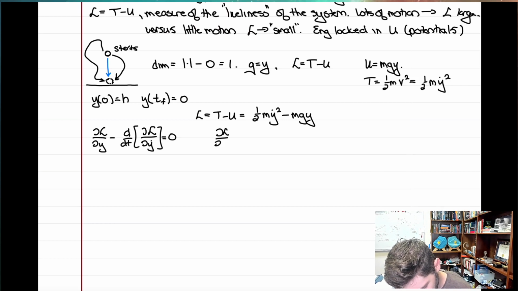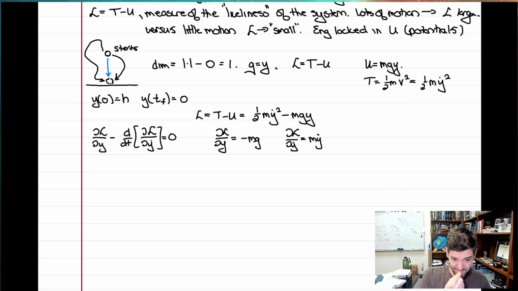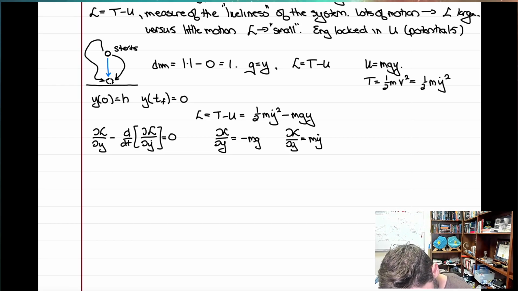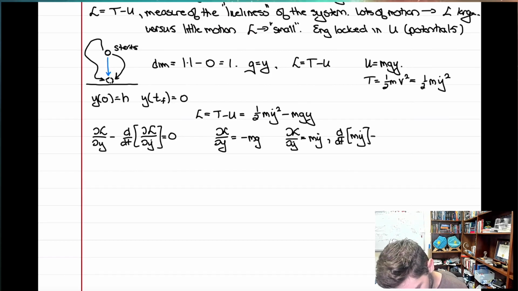So the partial of L with respect to y is just going to be negative mg. And then the partial of L with respect to y dot is just my dot, once I take the partial. Then I have to take the time derivative of that thing. So I take the time derivative of my dot, and notice that that just becomes m y double dot.